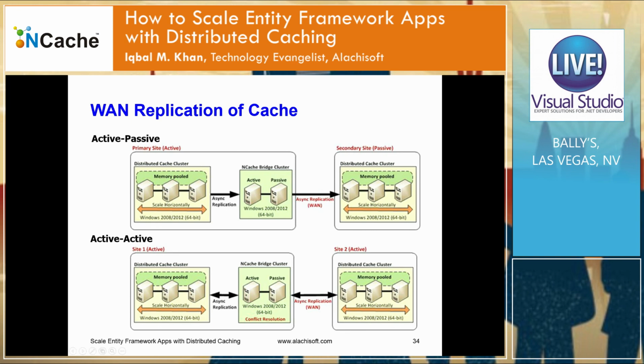WAN replication is something, if you have multiple data centers, you want the cache to also have the ability to replicate just like your database can. Why shouldn't the cache be able to replicate as well? And it should do it in a way that does not slow down the active caches. And it needs to do conflict resolution if it's an active-active situation. And this is what NCache does.